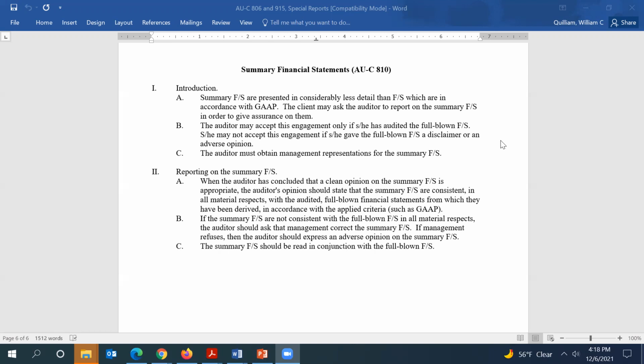And see, the auditor must obtain management representations for the summary financials. We've already done that for the full-blown financials, but we'll have one additional representation. That is, management believes the summary financial statements are consistent with the basic financial statements from which they come. So management believes those summary financial statements are consistent with the full-blown financials from which they come.